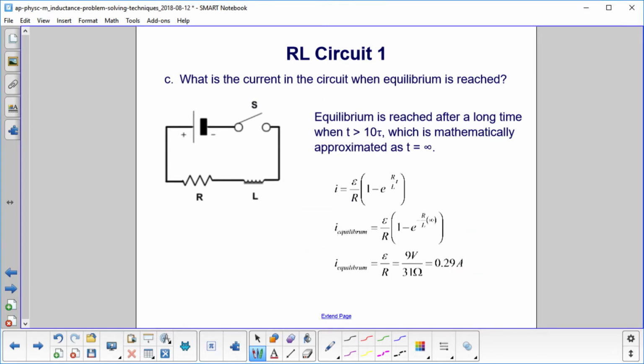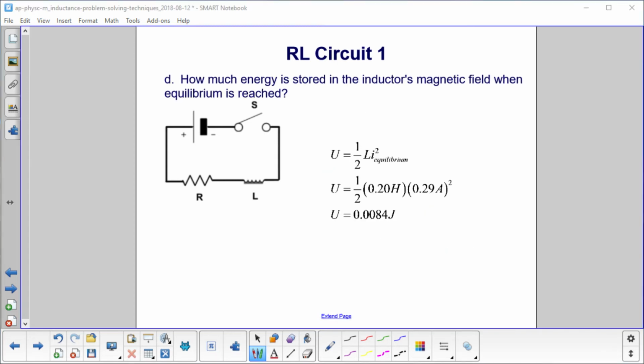What is the current in the circuit when equilibrium is reached? Equilibrium is reached after a long time, which we typically say is time has to be greater than 10 time constants, and we will mathematically approximate that as t is equal to infinity. So we take our current as a function of time equation, and we substitute in for t infinity. This term then goes to 0, and we're left with E over R, which is 9 volts over 31 ohms, which is 0.29 amps.